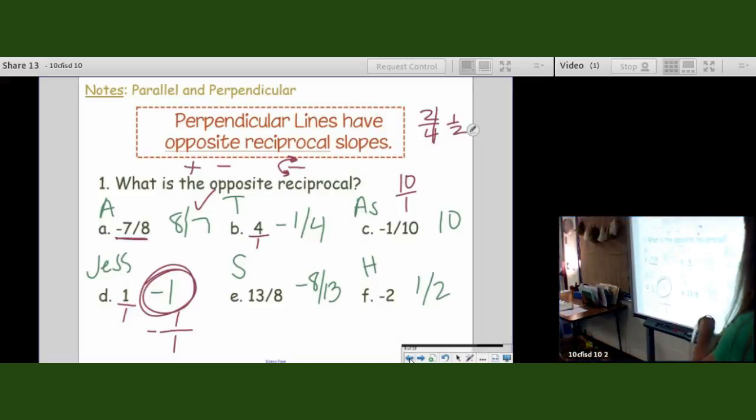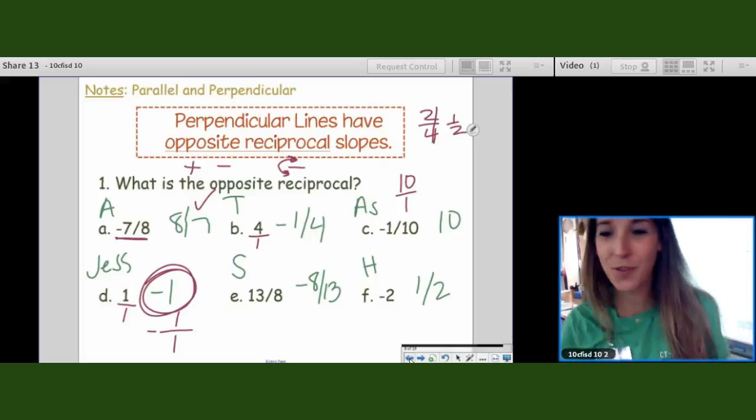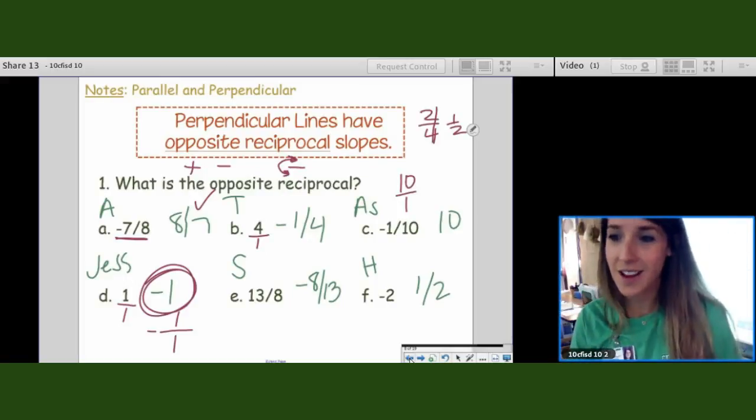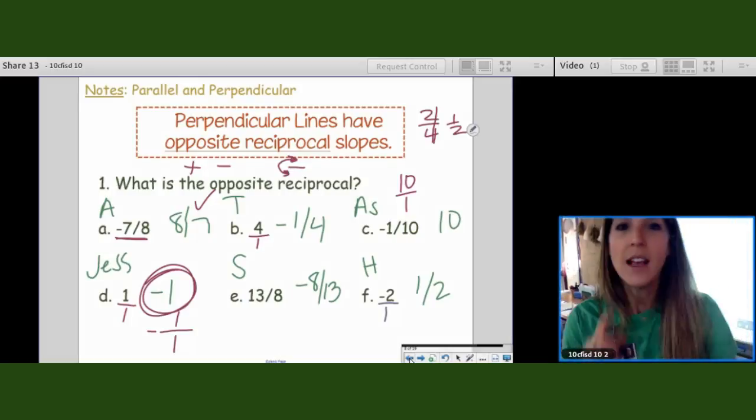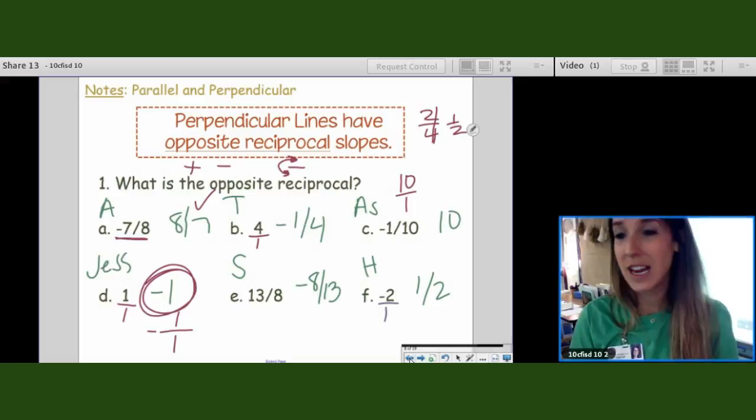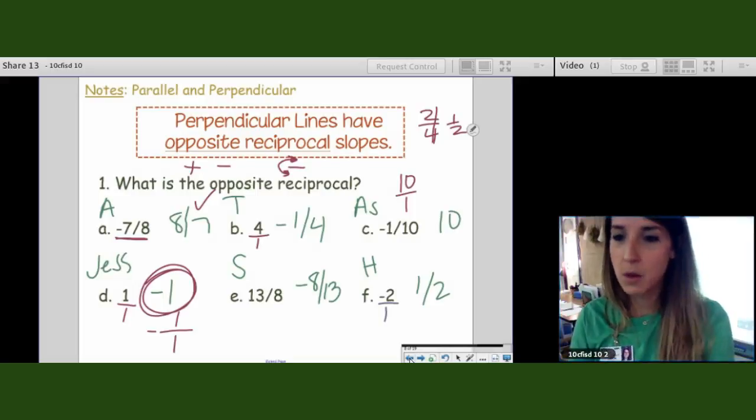Okay. Part E, 13 over 8, you flip and switch, negative 8 over 13, and then F. Put it over 1 if you're confused, and then you flip it to get 1/2, and you change the sign to make it positive. Beautiful.